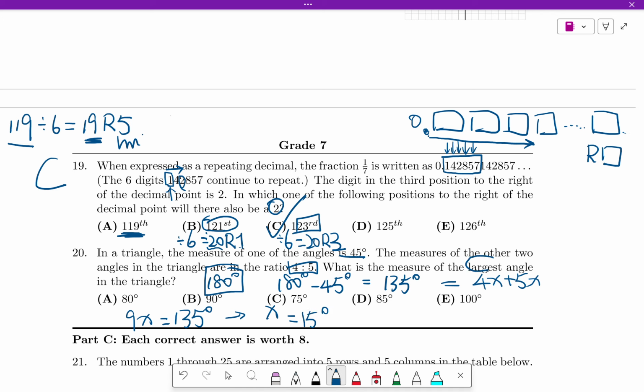And we're looking for the largest angle. One of the angles is 45 degrees, the next angle would be 4x, which is 4 times 15, 60 degrees. And next is 5x, which is 5 times 15, which is 75 degrees. So the largest angle in this triangle would be 75 degrees, and option C would be correct.